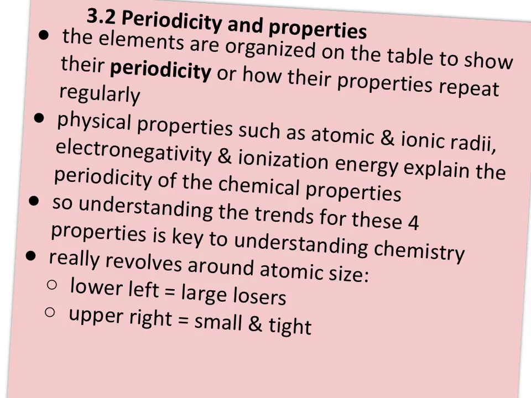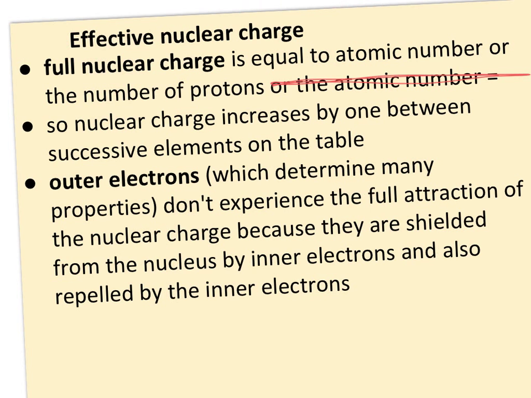all revolves around the atomic size, either the atomic or ionic radii. And my mnemonic I like to keep in mind is lower left are the large losers. Okay, I'm talking about the periodic table here. The upper right is small and tight, meaning those elements are unlikely to lose electrons. So keep that in mind as we look at these next couple slides here.